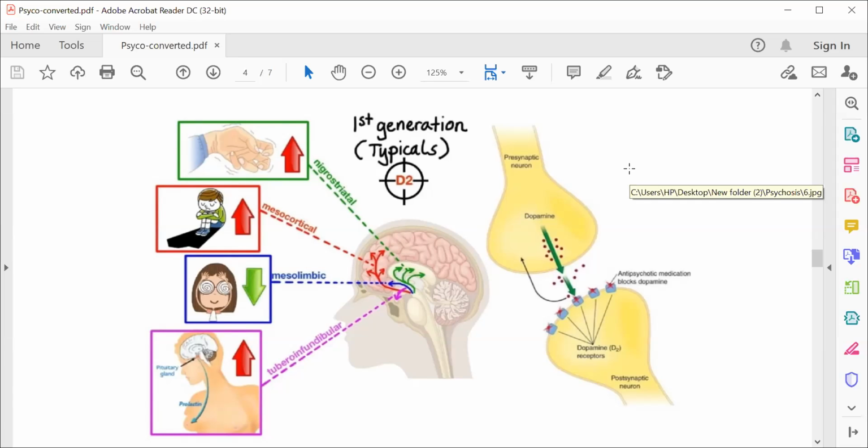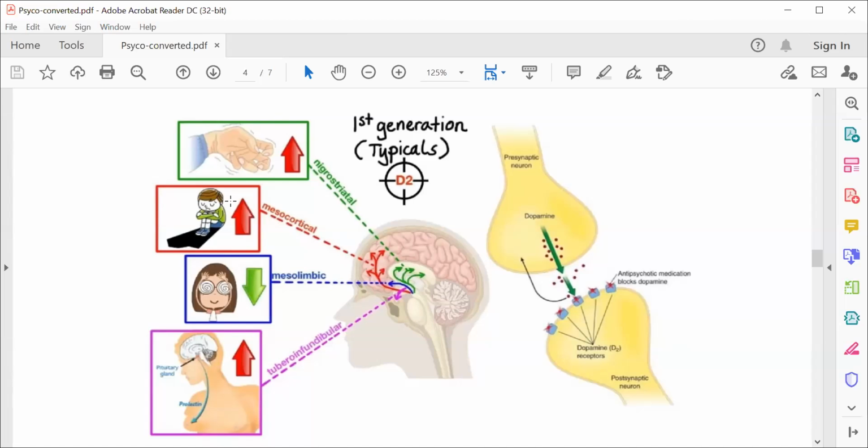the increase of positive symptoms. Yes, exactly, positive symptoms. So when the first generation blocks the D2 receptor in the mesolimbic pathway, what will happen to the positive symptoms? It will decrease. Exactly. So this is a positive result that I need to reach, a decrease of the positive symptoms. Correct?